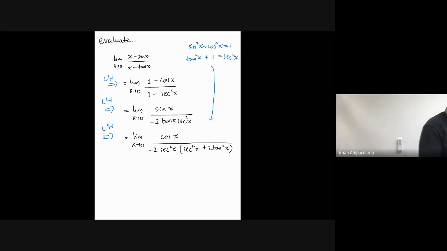Okay. And eventually, when you plug in 0, this will be 1, this will be 1, 1, and this 0. So it will be negative half. So if you want to derive directly, okay.